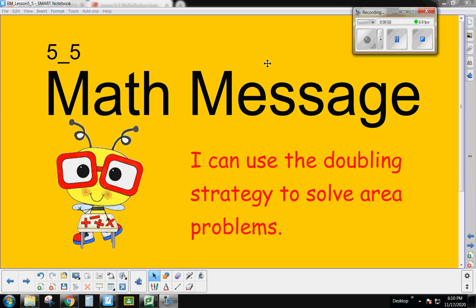All right, boys and girls, this is Math Message 5-5, the main math lesson of the day. In today's lesson, we are going to use the doubling strategy to solve area problems. Yesterday we used the helper fact strategy, and today we are going to be working on a strategy called the doubling strategy. But let's get our math brains warmed up first and review that helper fact strategy. Have paper, pencil, or whiteboards ready.